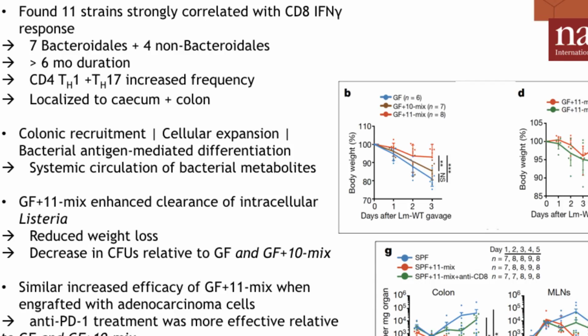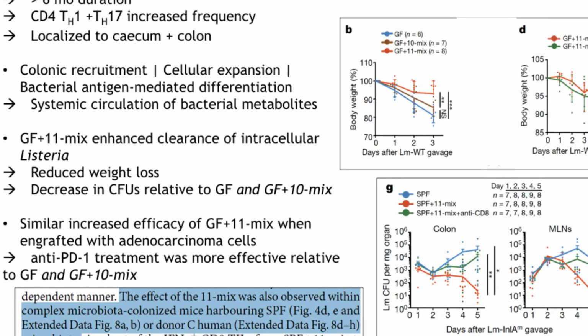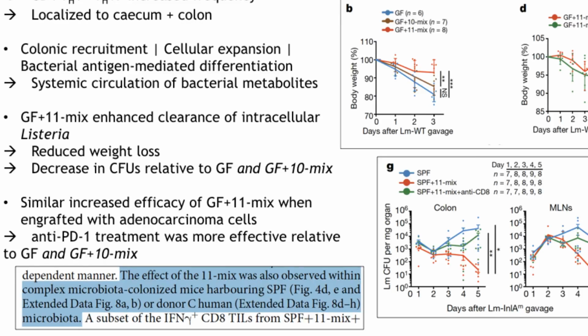And so what is the result of having these 11 different strains and this increased CD8 interferon gamma response? So they looked at 2 of those things that I had talked about at the beginning. They looked at an intracellular infection with listeria. They gavaged mice that had listeria, that had this, what they called GF, so they're germ-free, plus 11 bacteria mix. And they saw that the mice that had this 11 strain consortium mix were able to better fight off the listeria infection.